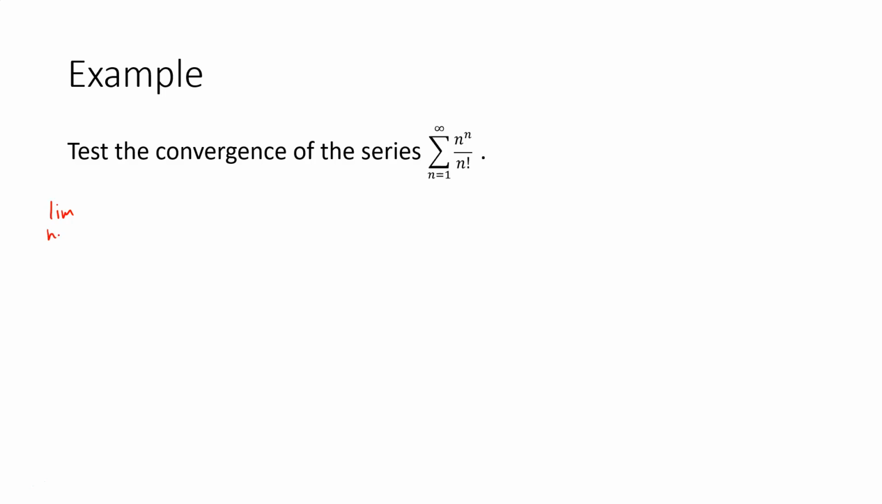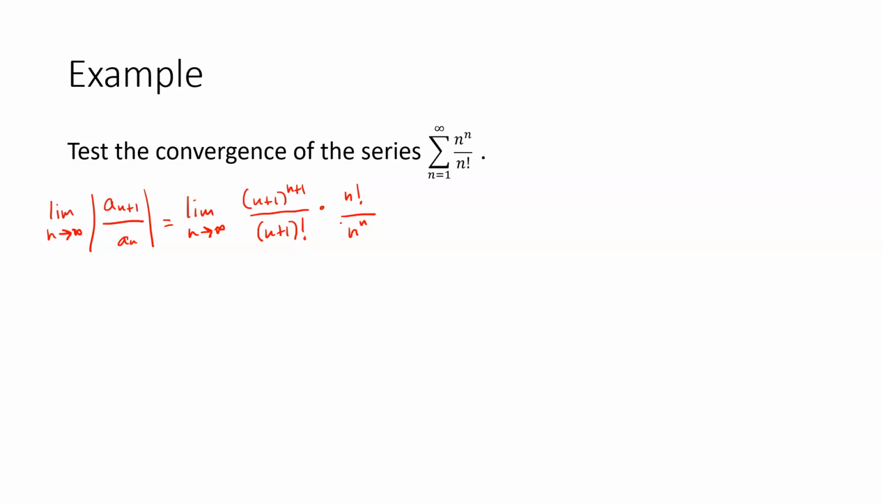So again, here we're taking the limit as n goes to infinity, and a_{n+1} over a_n. So a_{n+1}, that'll be (n+1) to the n+1 power over (n+1) factorial. And then divided by a_n, I'll just multiply by the reciprocal of a_n. So we'll multiply by n factorial over n^n. Now let's see how this simplifies.